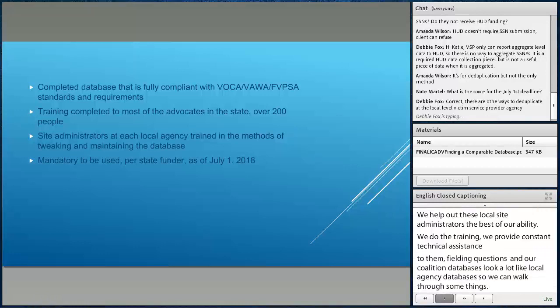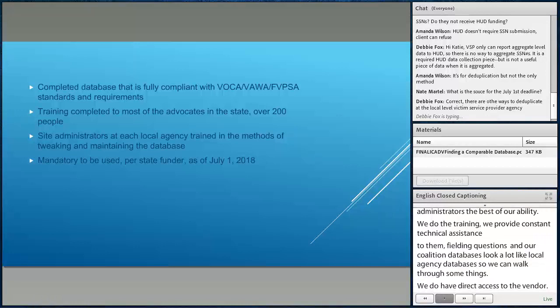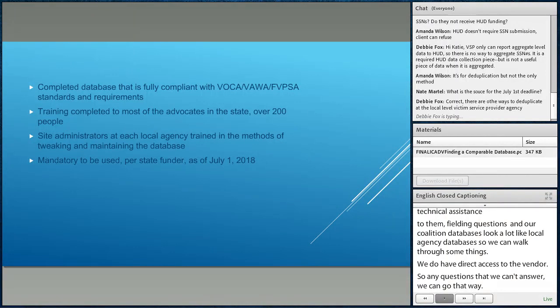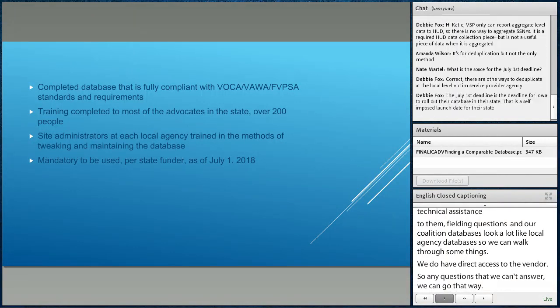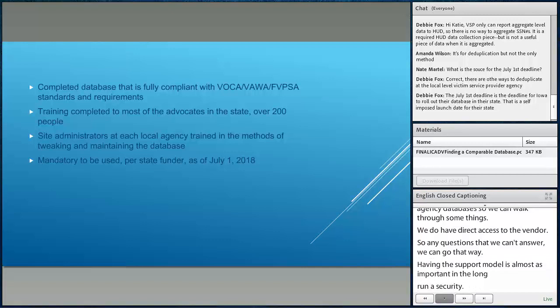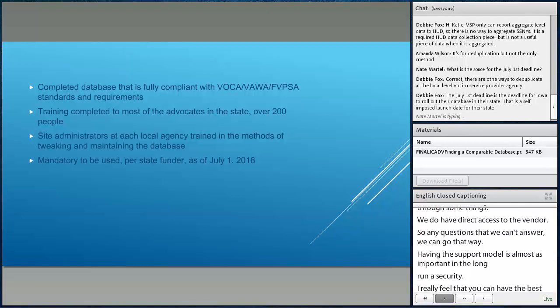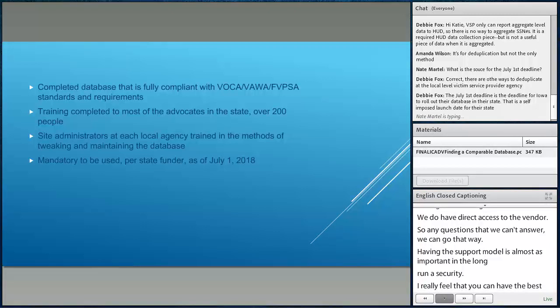Having the support model is almost as important in the long run as security, and I really feel that. You can have the best thing ever, but if there's not going to be any support for it, or very expensive support for it, you're not going to end up using it for very long.